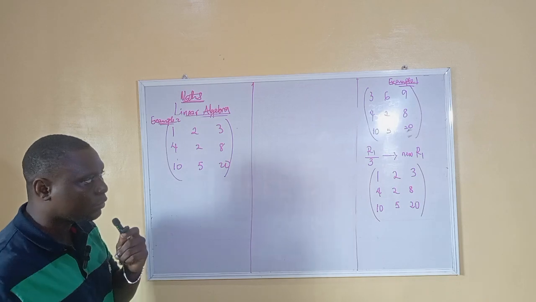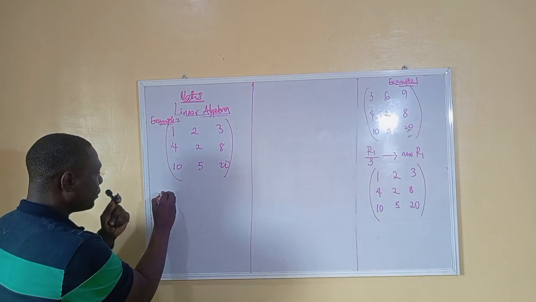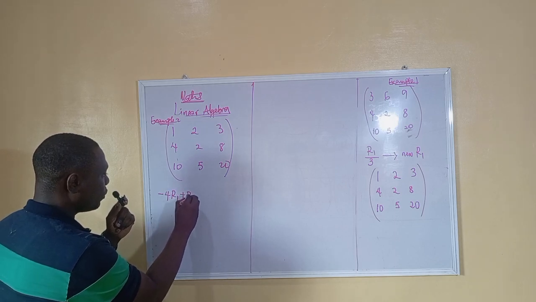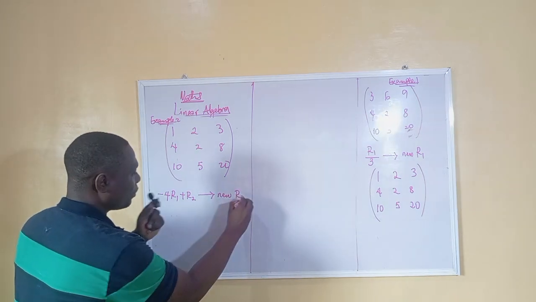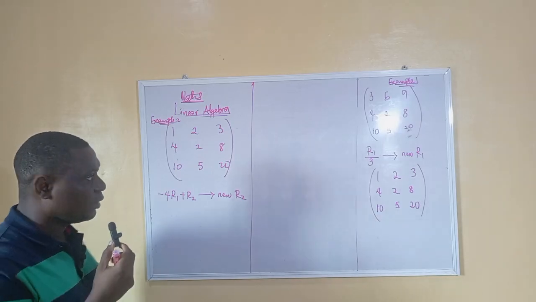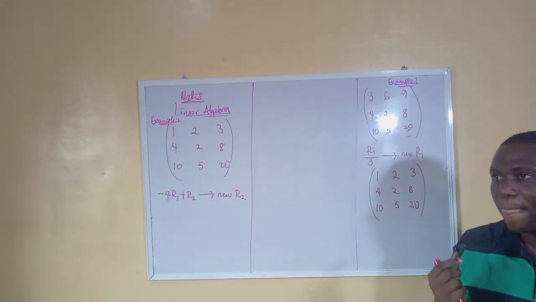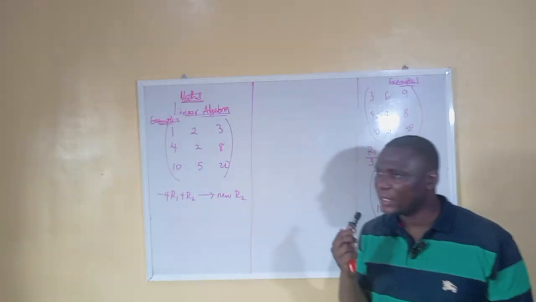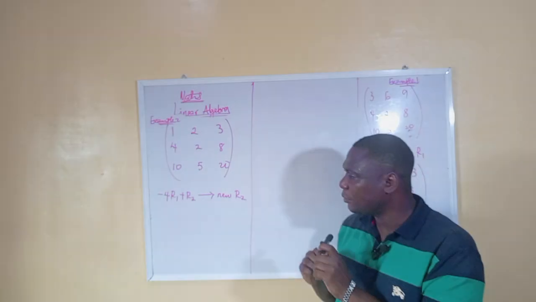So now, let's say we want to perform this row operation. We want to do -4 row 1 plus row 2 to give us the new row 2. So I believe we're all following. You can always pause the video, you can always go back, of course. Are we getting it now? Okay, so how should we continue from here?